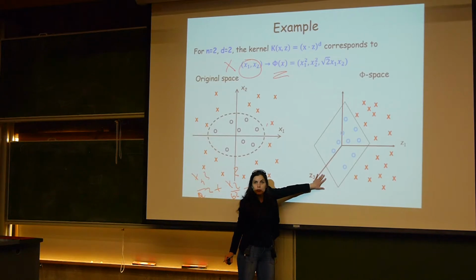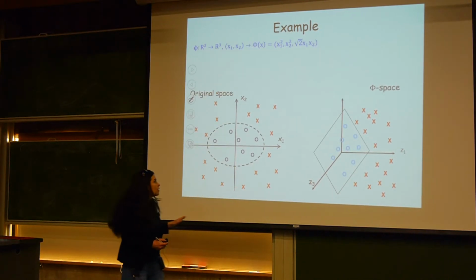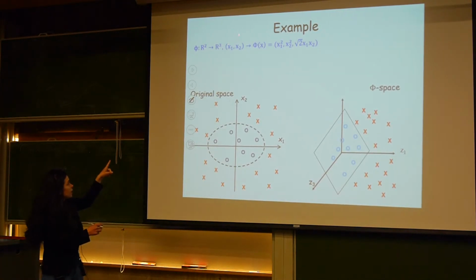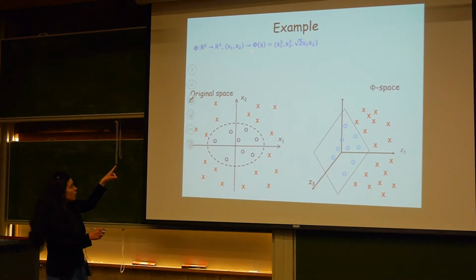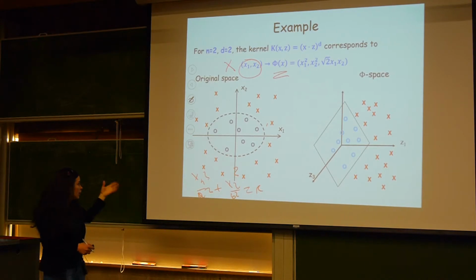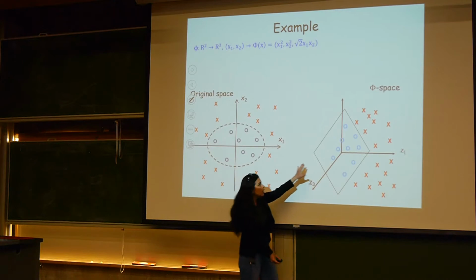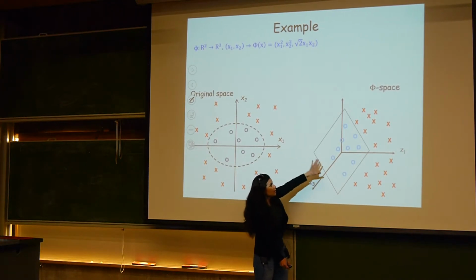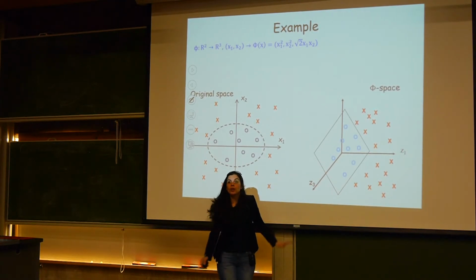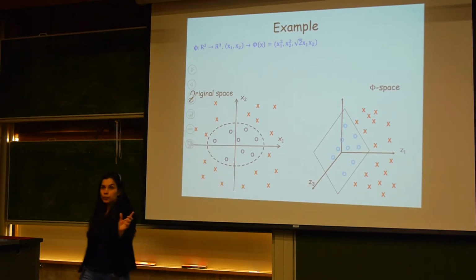Is the example clear to everyone? So if I convince you that this mapping phi, which maps examples x1, x2 into this higher dimensional feature space phi of x, is a mapping corresponding to the polynomial kernel, then I immediately get that my data is not linearly separable in the original feature space, but is separable by an ellipse, and is linearly separable in the phi space corresponding to this polynomial kernel of degree 2.